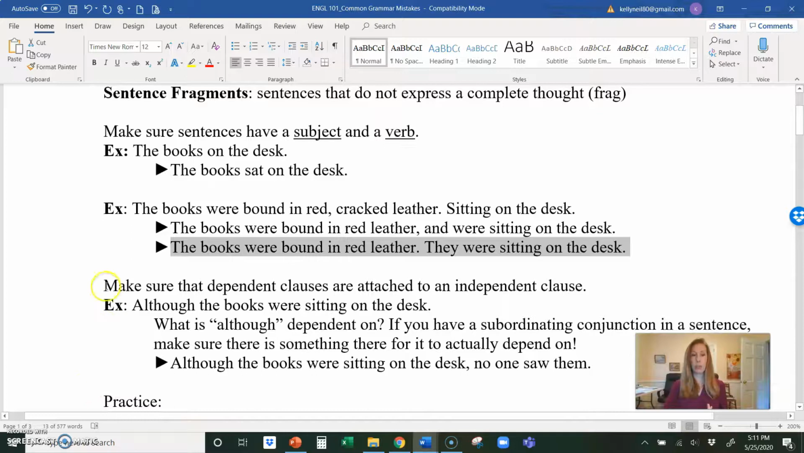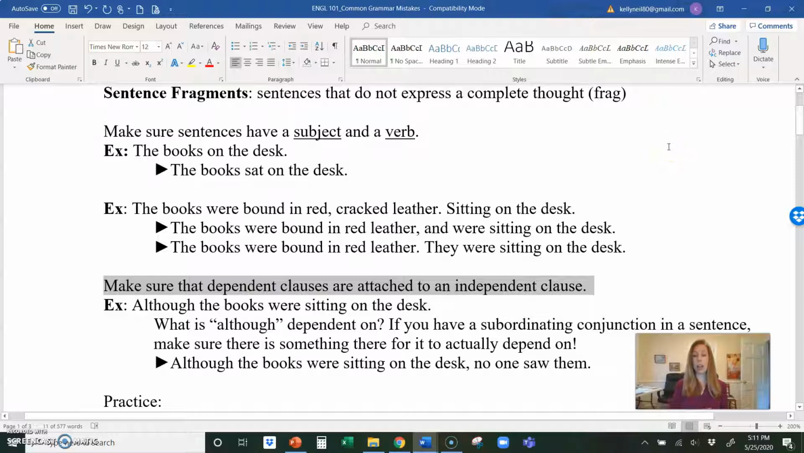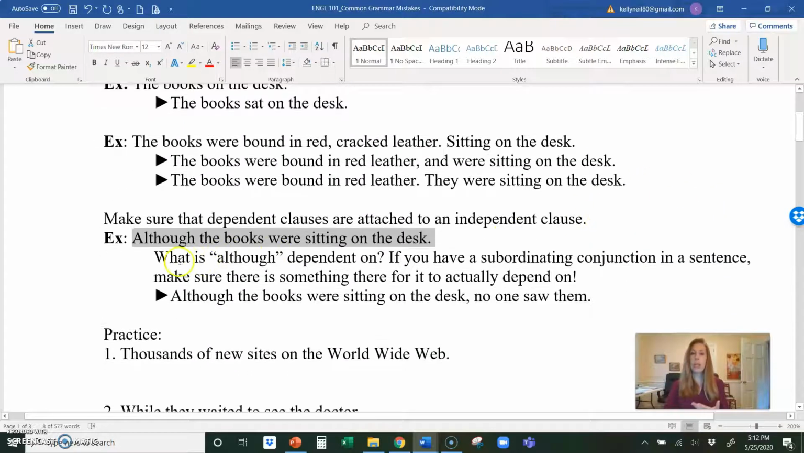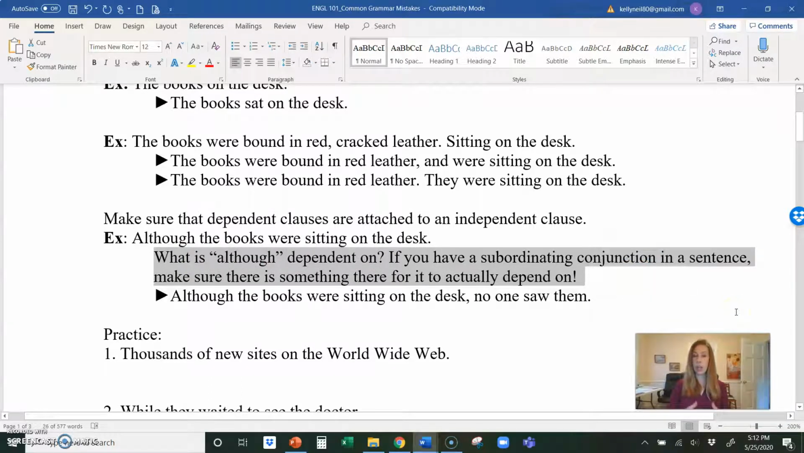The second thing to look for is make sure that when you have a dependent clause, it's actually attached to an independent clause. Remember last time we talked about dependent clauses. These are clauses that have subordinating conjunctions in them. They can't just hang out by themselves. They don't make sense alone. Here's an example. Although the books were sitting on the desk. Okay, what's the rest of that thought? Although the books were sitting on the desk, what? So what is although dependent on? If you have a subordinating conjunction in a sentence, make sure there's actually something there for it to depend on.